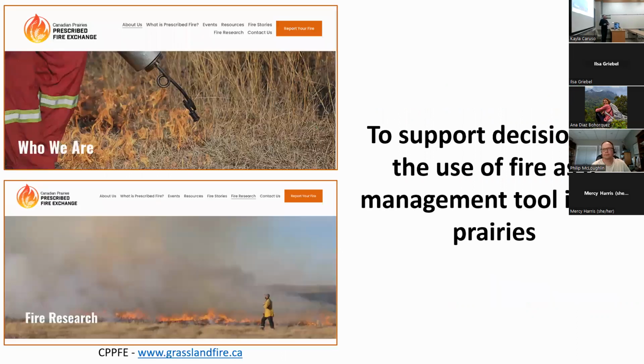In this project, what we are trying to do is produce a research database. And what we're planning to do is include that research database in the website of the Canadian Prairies Prescribed Fire Exchange, so everybody will be able to extract this information. We're going to use this database to try to understand how fire affects productivity and diversity, in order to support decisions on the use of fire as a management tool in the prairie. So all of the agencies that are working with prescribed fires right now can use this information for their own purposes.